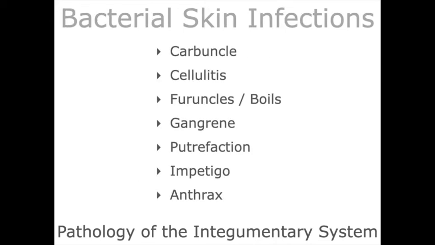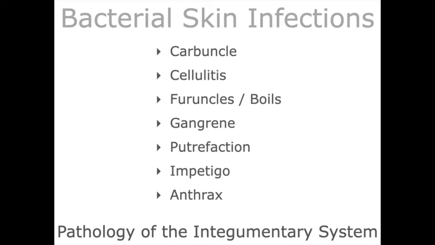A carbuncle is a cluster of furuncles, boils, that result in extensive sloughing of the skin and scar formation. Cellulitis is a diffuse infection of connective tissue with severe inflammation within the layers of the skin. Diffuse means widespread. Furuncles, also known as boils, are large, tender, swollen areas caused by staphylococcal infection around hair follicles. Gangrene is tissue necrosis that usually is associated with a loss of circulation. The tissue death is followed by bacterial invasion that causes putrefaction. Putrefaction is decay that produces foul-smelling odors.